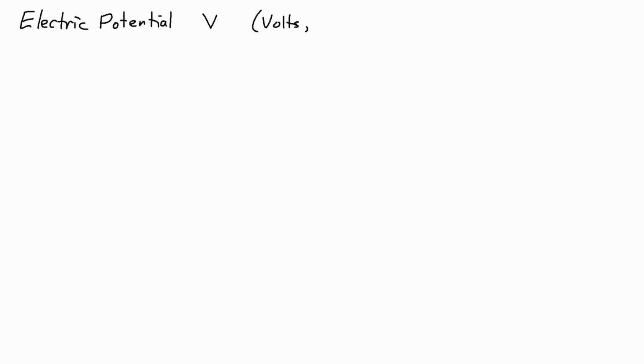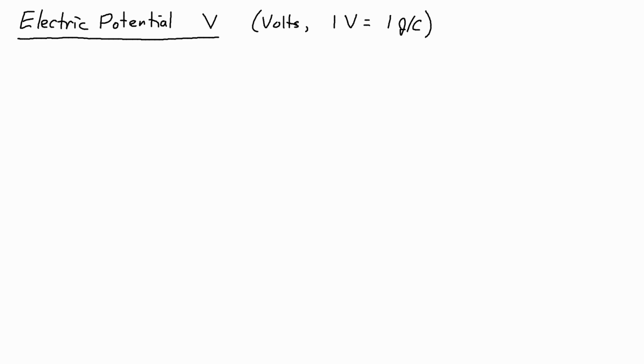So let's take a look at electric potential, which has the symbol V. And the units for electric potential are volts, and 1 volt is equal to 1 joule per coulomb. For whatever reason, we abbreviate volts with a capital V, which is the same symbol that we use to represent electric potential, so I can see that being kind of confusing, but you'll get used to that.